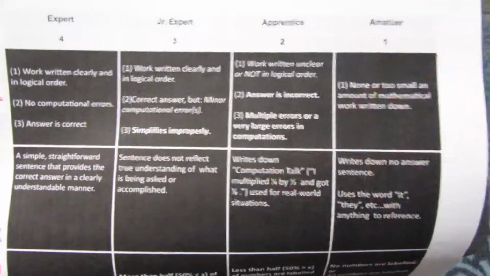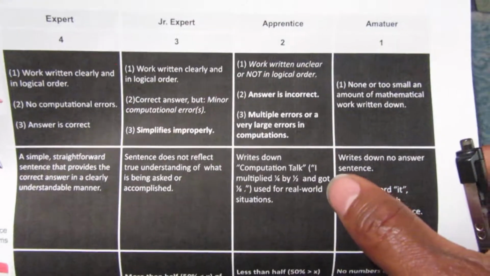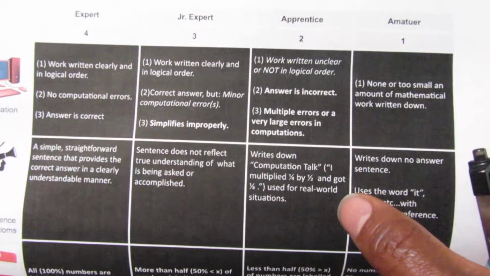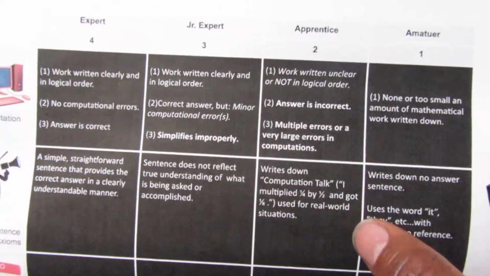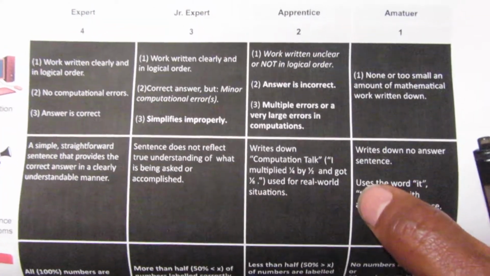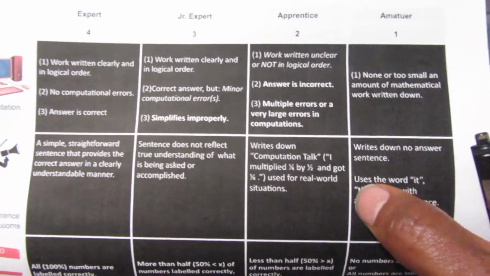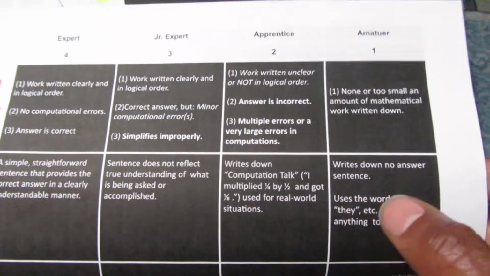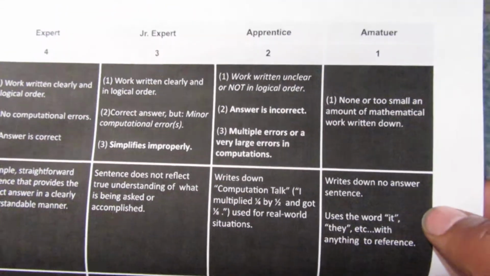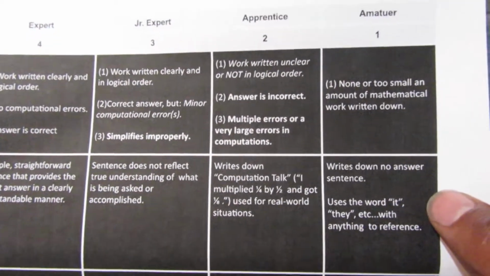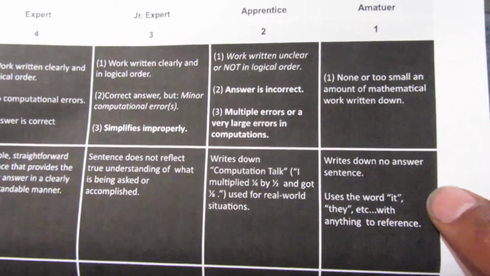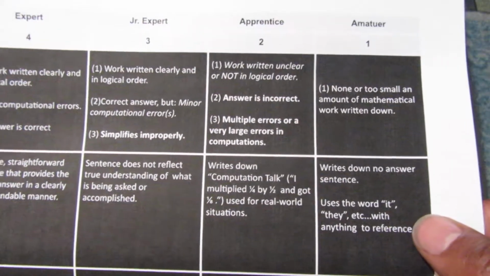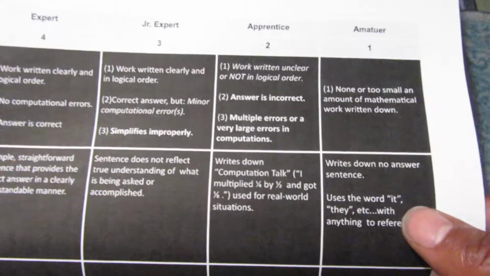You would earn a 2 in apprentice on your answer sentence if you write down what we call computational talk. So let's say it's an answer that's real world, where you had 1/8 of something and 2 1/2 of something. There was an answer, but you say, "I multiplied 1/4 by 1/2 and got 1/8." You're not applying the real world conversation to it. You're just doing computation talk. So anytime we have real world challenges, which is most of them, we want you to use the real world language. I had 1/2 ounce of this, and I had 1/8 of this thing, and together I had a total of so many ounces of whatever. Okay, so that's the application there.